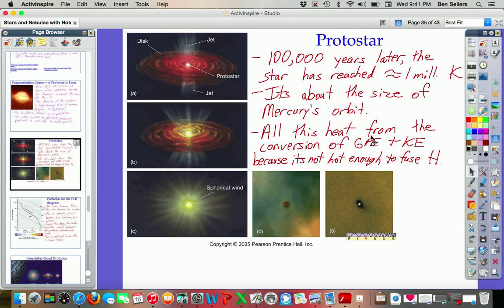Sometime later, I said 100,000 years. I didn't just say that; the book said that. Stars reached about 1,000,000 K. It's about the size of Mercury's orbit. It's much larger. So it gets all its heat from gravitational potential energy to kinetic. It's not hot enough to fuse hydrogen yet, so it's still not a star. But it's starting to clear out a path here.